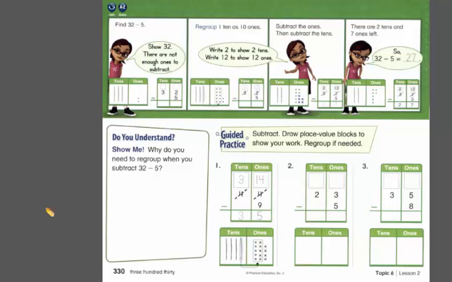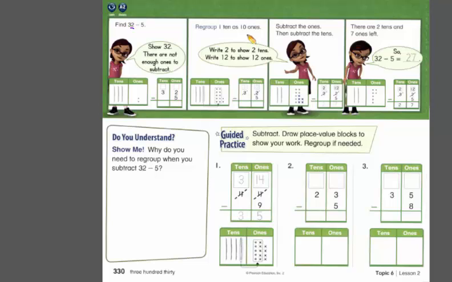Look at the bridge here. 32 minus 5. What number does the place value chart show? Here, I have 3 in the tens and 2 in the ones. So 32. Do you have enough ones to subtract 5 from 32? No. 5 ones is more than 2 ones. I can't subtract 5 from 2. So what we will do, regroup one ten as 10 ones.